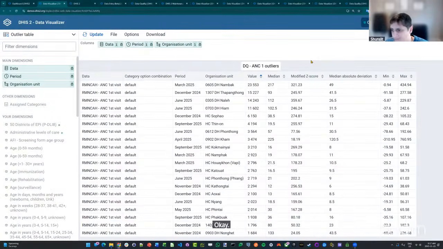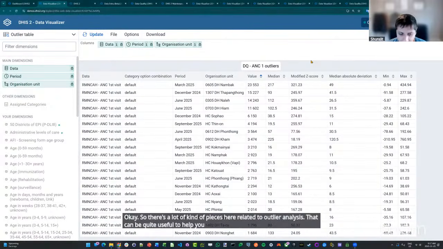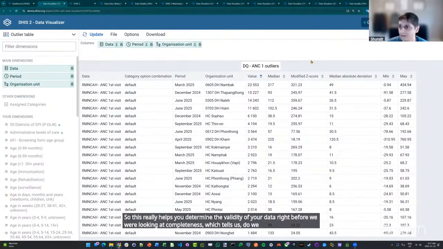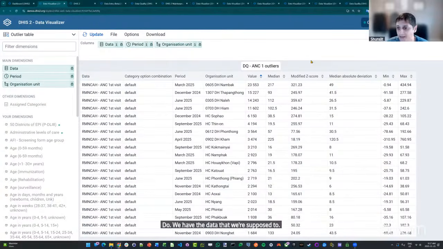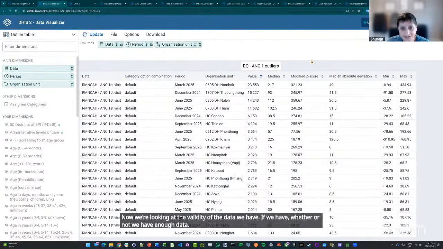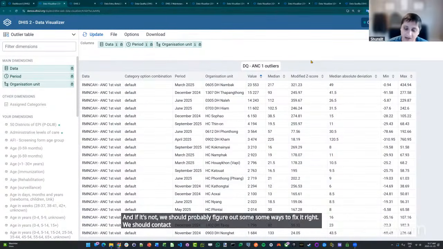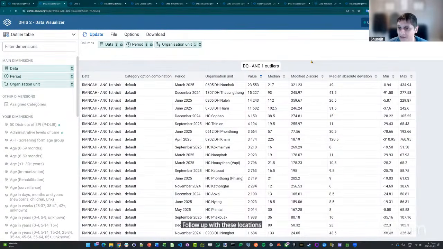Okay. So there's a lot of pieces here related to outlier analysis that can be quite useful to help you identify these outliers. So this really helps you determine the validity of your data, right? Before we were looking at completeness, which tells us, do we have enough data? Do we have the data that we're supposed to? But now we're looking at the validity of the data. Whether or not we have enough data, is the data that's entered actually making any sense, right? And if it's not, we should probably figure out some ways to fix it, right? We should contact these facilities, follow up with these locations, and implement some SOPs and enforce those SOPs in order to rectify whatever challenges we've identified.